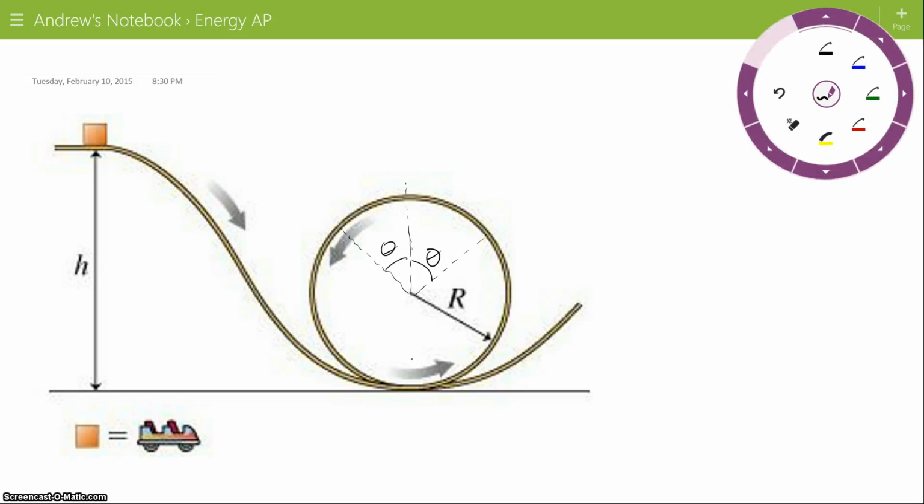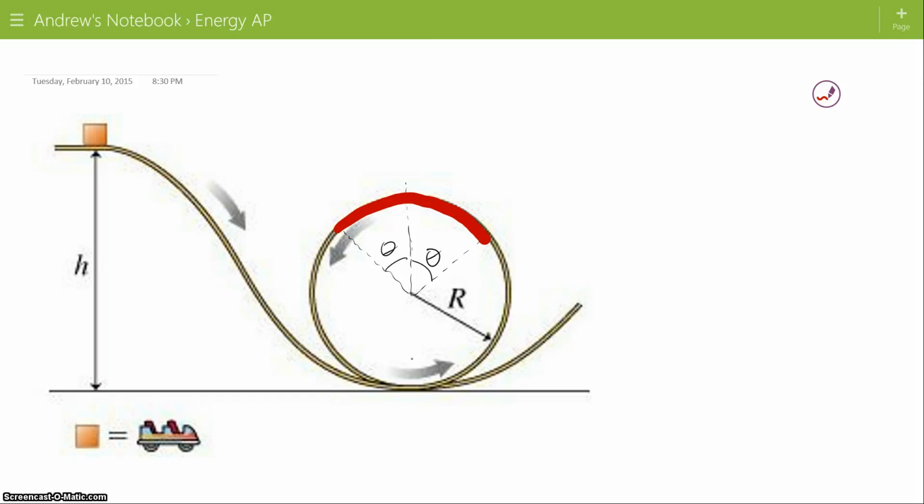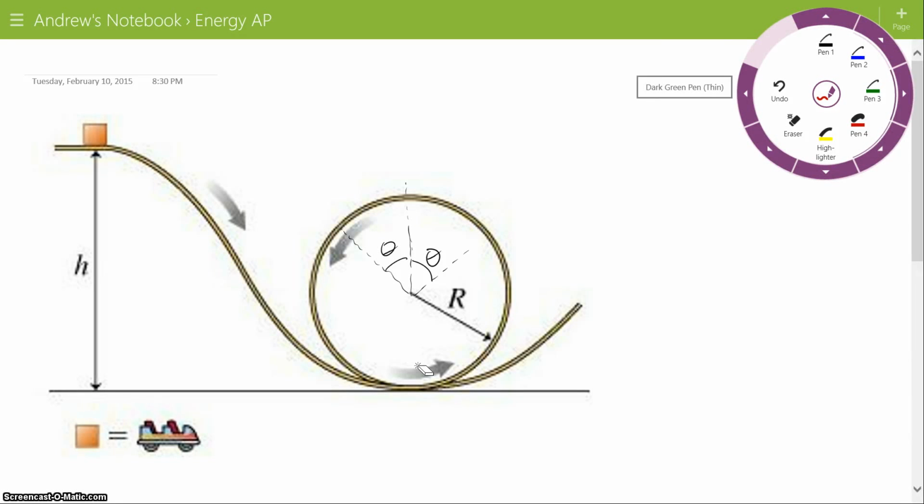So if we were to remove, say, this portion of the track, could the block still make it? Obviously it would be in free fall as it reaches this point right here, and then do some sort of parabolic arc. But that was the question. So let's see if we can figure that out. It is a little harder than I thought it was going to be. So we'll do it one way, and then I might have a separate problem for you guys to do.